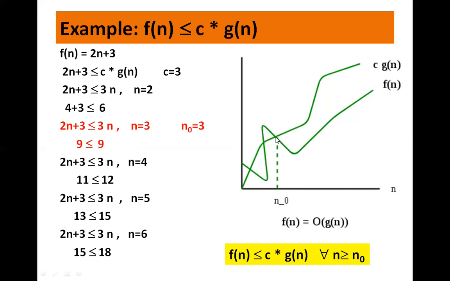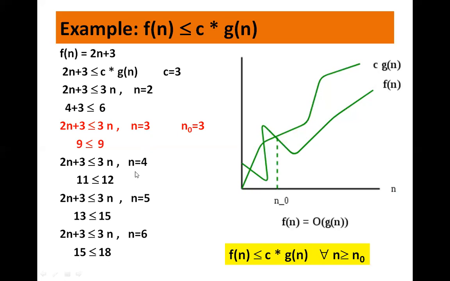So at this point, C into g of n and f of n are equal. When is it equal? When the value of n is 3. Therefore, n0 is equal to 3. Is it fine? When n0 is equal to 3, this is the cross point, right? From here onwards, C into g of n will always be greater than f of n. Fine.